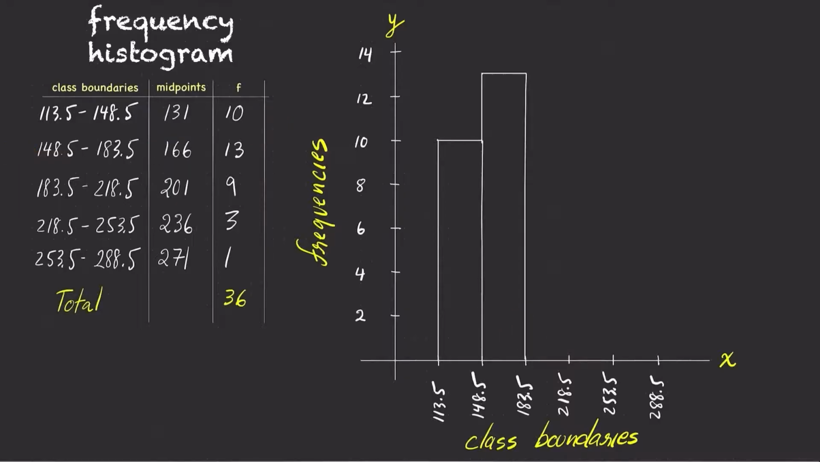For the third class, going from 183.5 and up to 218.5, the frequency is 9. So draw a rectangle with a height of 9 between the third class boundaries. Notice the left side of the rectangle is on top of 183.5 and the right side of the rectangle is on top of 218.5. And there's no gap between any rectangle.